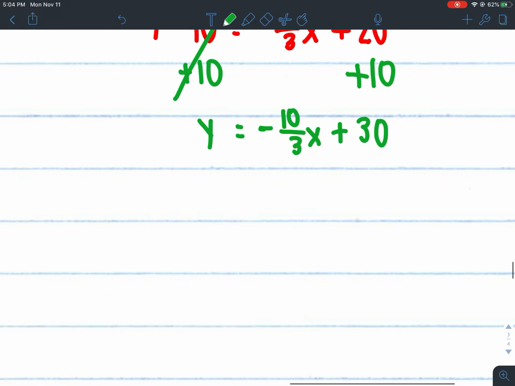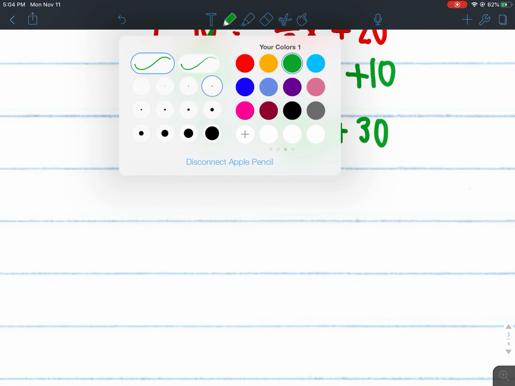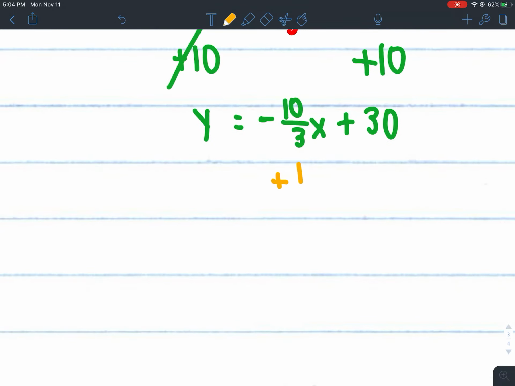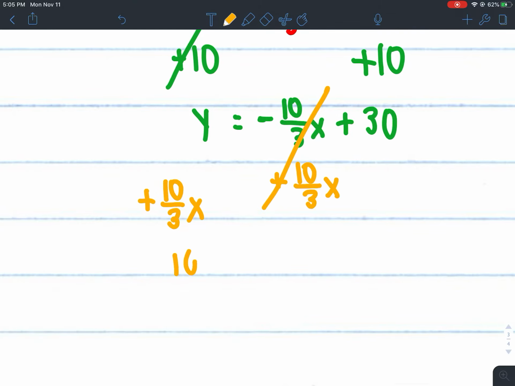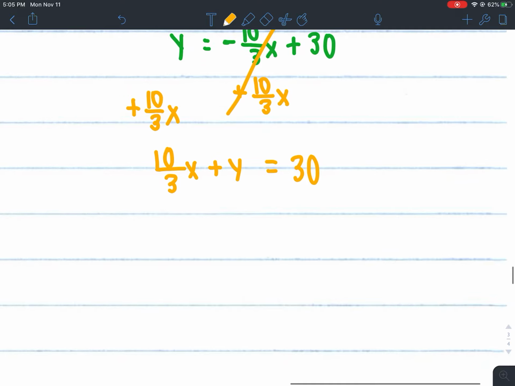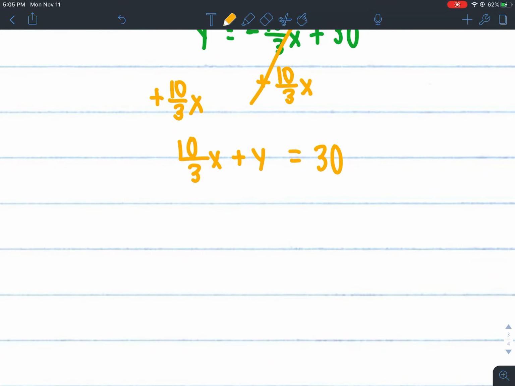Okay, now this is in slope-intercept form, but this is not the form that we want to stop at. We want to keep going. We want it in standard. That's the goal of this. So, next step, add 10/3 to both sides. So we have 10/3 x plus y equals 30. Is this in standard form? Not quite, right? We're almost there.